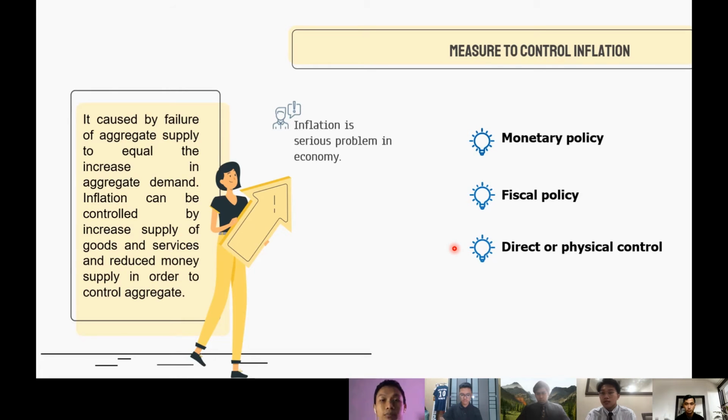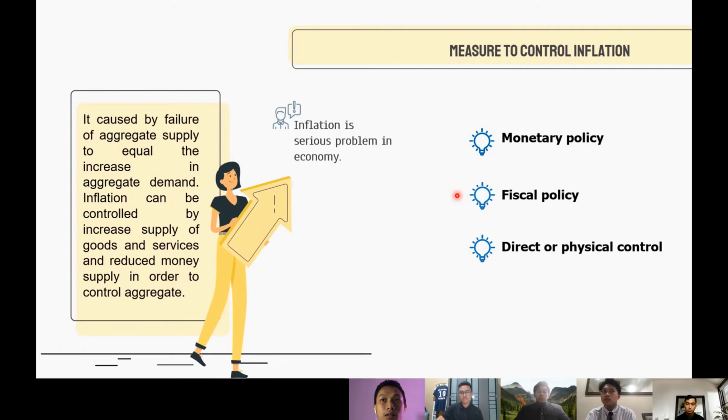Firstly, inflation can be controlled by fiscal policy. It involves government spending and taxes in order to influence the level of aggregate demand. Decreased government spending and taxes will produce a surplus budget. It is important because it can reduce inflation in an economy. By decreasing government spending, it can help to slow down the economy. Reduction in government expenditure will directly affect aggregate demand.